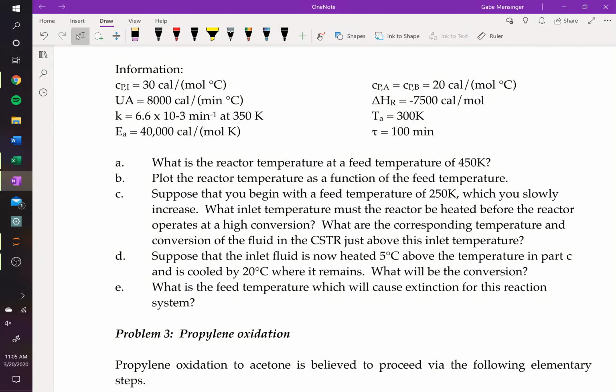All right. Okay, so part C. Suppose that you begin with a feed temperature of 250, which you slowly increase. What inlet temperature must the reactor be heated to before the reactor operates at a high conversion? What are the corresponding temperature and conversion of the fluid in the CSTR just above this inlet temperature?